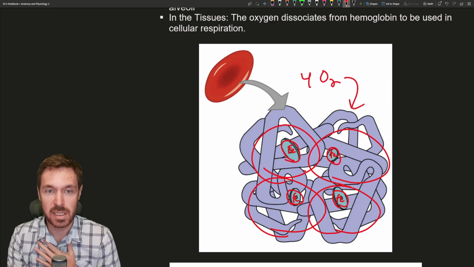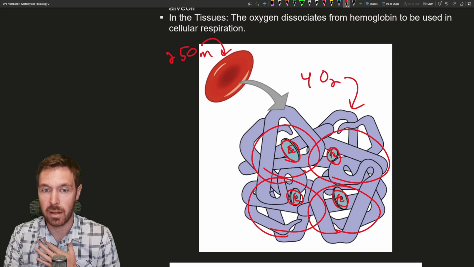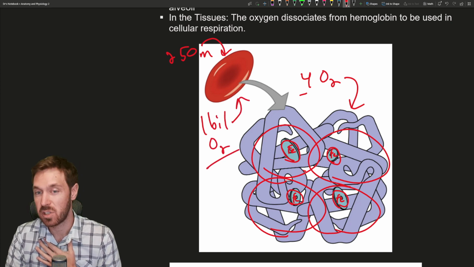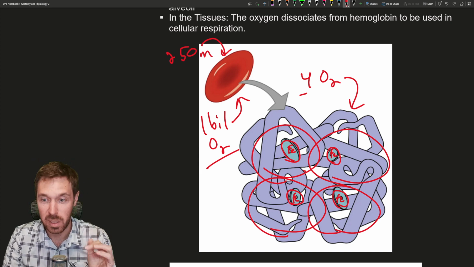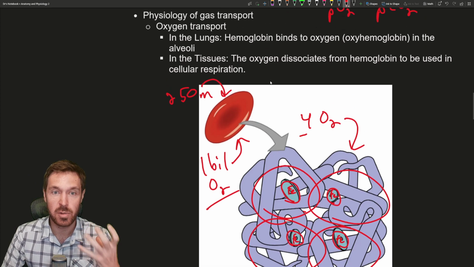And just some interesting stats for you, there are about 250 million hemoglobin proteins that can pack into 1 red blood cell. That means 250 million times 4, so 1 red blood cell can carry 1 billion oxygen molecules, which is pretty fascinating. I think that's a cool little stat. So that's how much you can load.